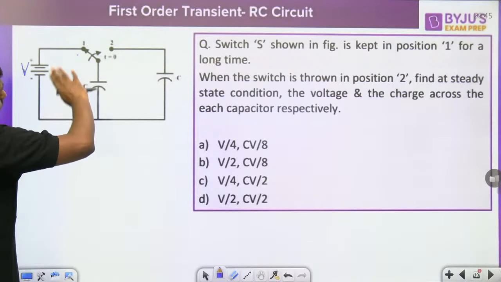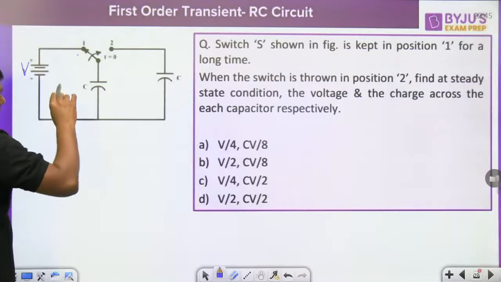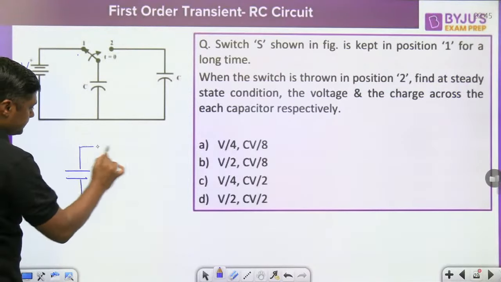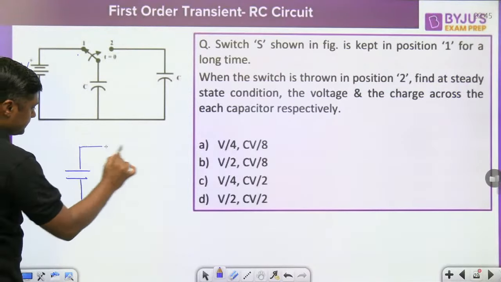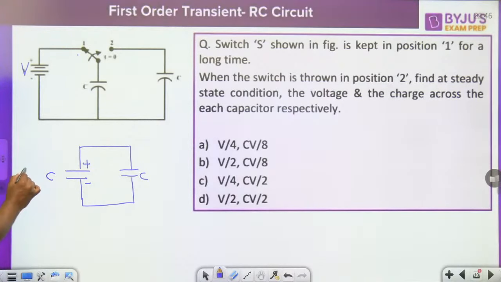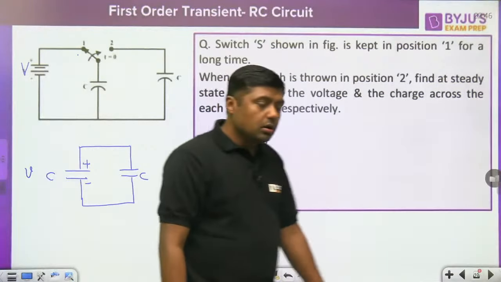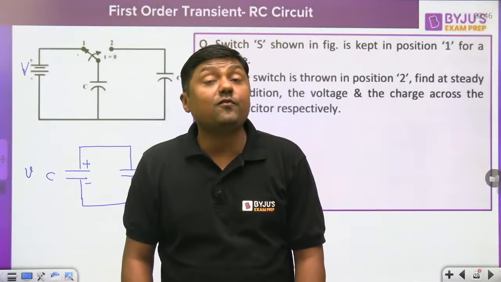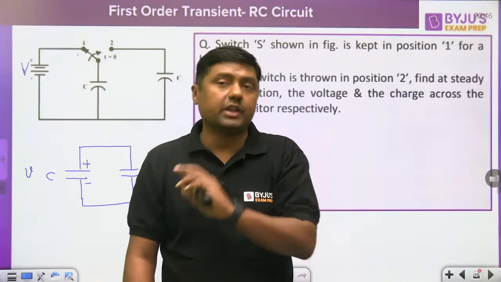When the switch is thrown from position 1 to position 2, what will happen? Since initially it has V volt, and the values of both the capacitors are equal, what is the initial voltage across this capacitor? Initial voltage across this capacitor is 0 and initial voltage across this capacitor is V volt. Now the values of both the capacitors are equal and the second capacitor will act as what? Short circuit. So there will be infinite current for a very small time, right?